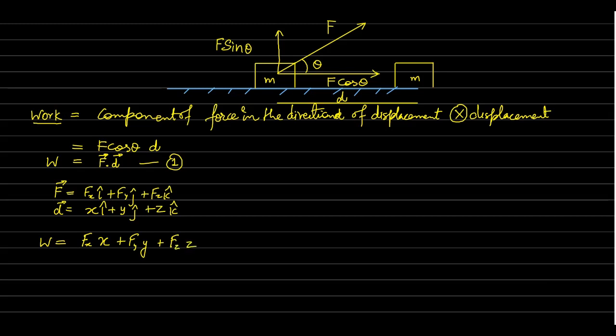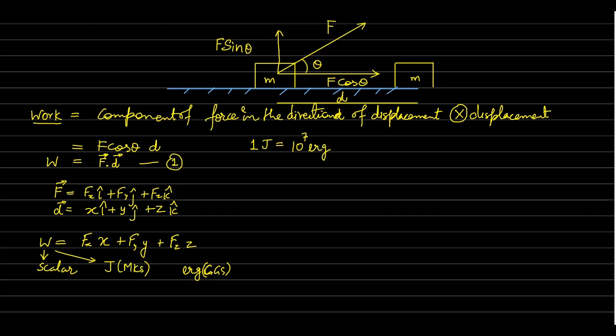Now remember that work done is a scalar quantity. It will not have any direction. The second thing, the unit of work is joule in the MKS system, and in the CGS system the unit is erg. 1 joule is equal to 10 raised to 7 erg.